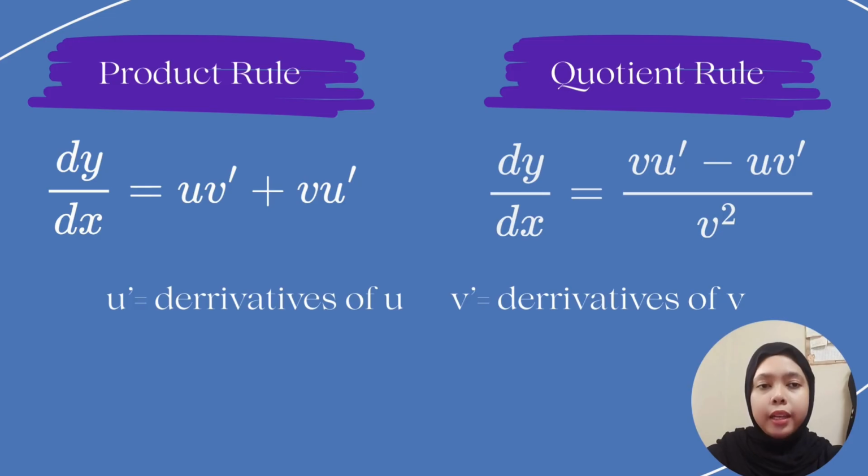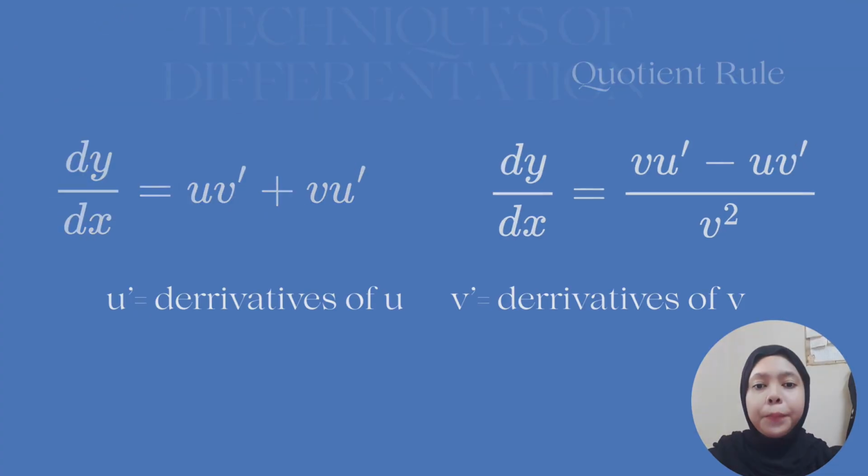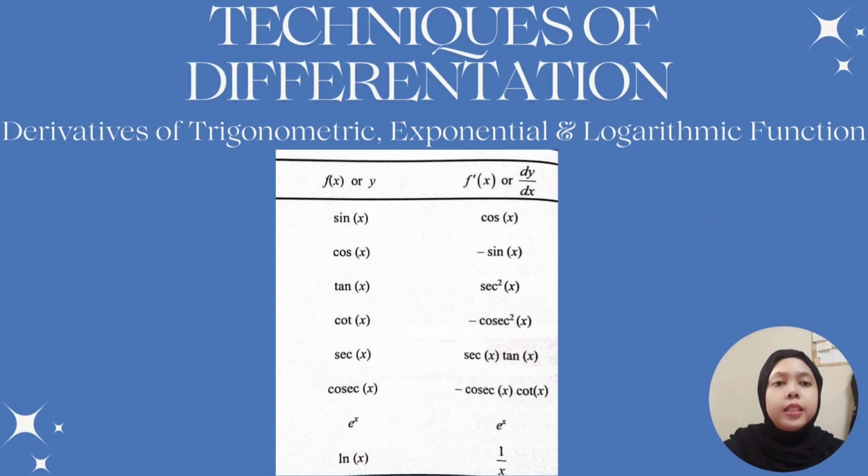Next, we will look at the product rule and the quotient rule. So the formula for the product rule is dy over dx equals uv prime plus vu prime. And for the quotient rule, the formula is dy over dx equals vu prime minus uv prime over v squared. So u prime is the derivative of u and v prime is the derivative of v. Next, we will look at the technique of derivatives of trigonometric, exponential, and logarithmic functions. So this is the formula.